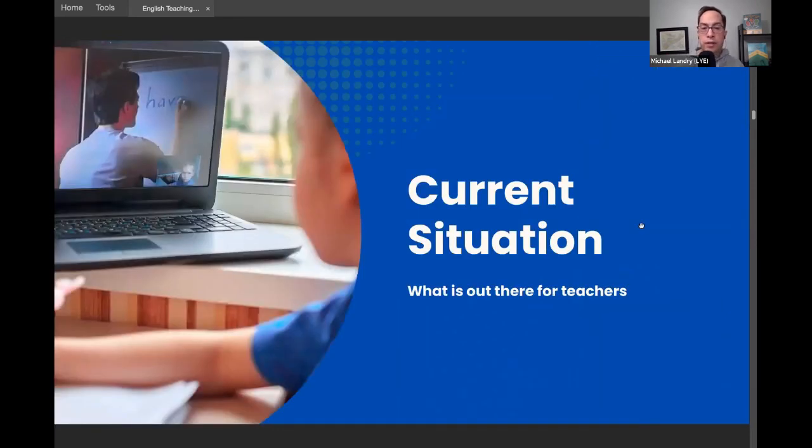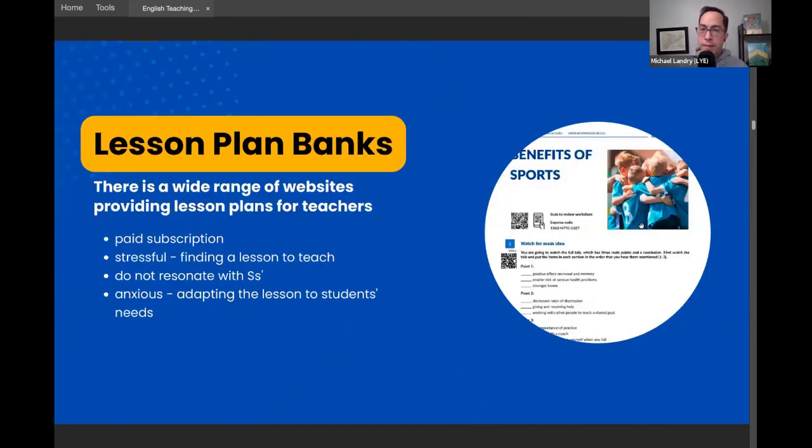So let's have a look at the current situation. And again, really what we're looking at here are the materials and resources that are out there currently for teachers. So as many of you know, there are all kinds of materials out there. And these are contained typically in lesson banks. And really, they provide lesson plans for teachers.